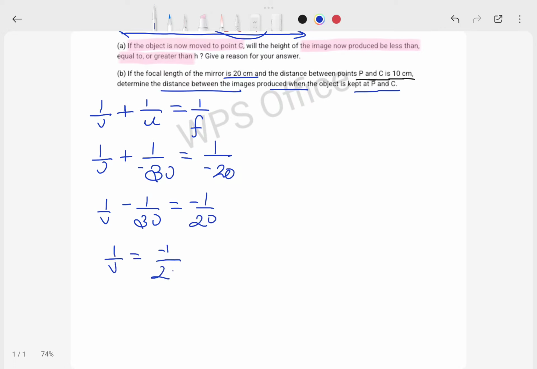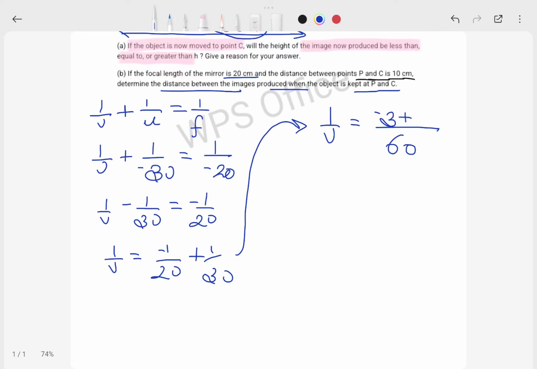So 1 upon V is equal to minus 1 upon 20 plus 1 upon 30. Solving this, the LCM will be 60. 60 divided by 20 is 3, 3 into minus 1 is minus 3, plus 60 divided by 30 is 2, 2 into 1 is 2. Hence, 1 upon V is equal to minus 1 upon 60. Therefore, on taking the reciprocal, we get V is equal to minus 60 centimeter.